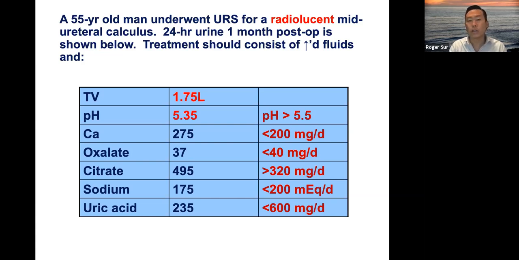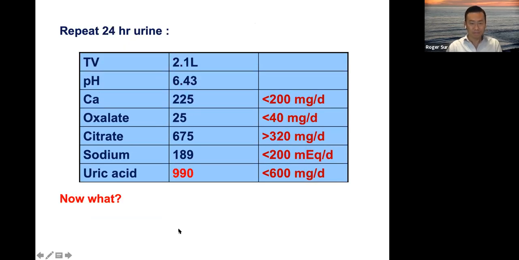So the treatment consists of what? Increased fluid and potassium citrate. You've got to get that pH above 5.5. And by now, you know, of course, you're going to repeat the 24-hour urine. Otherwise, why bother, right? So you repeat the 24-hour urine, and sure enough, the pH is now high because they're on potassium citrate. That's great. You fixed the problem.